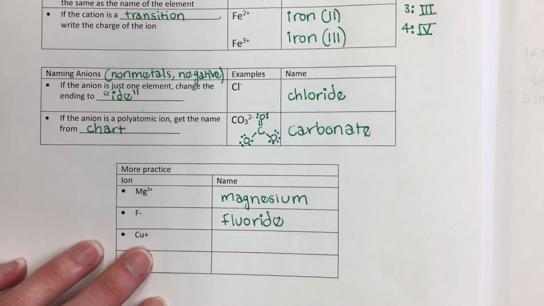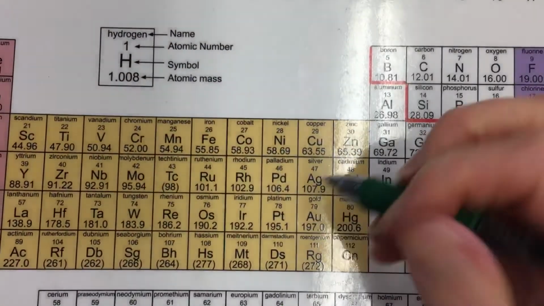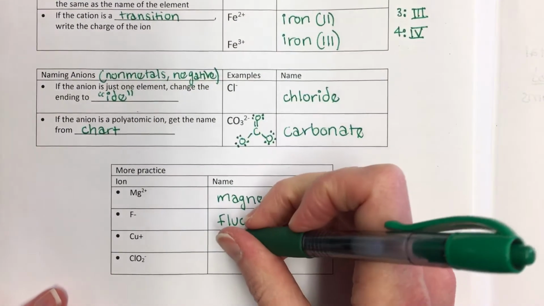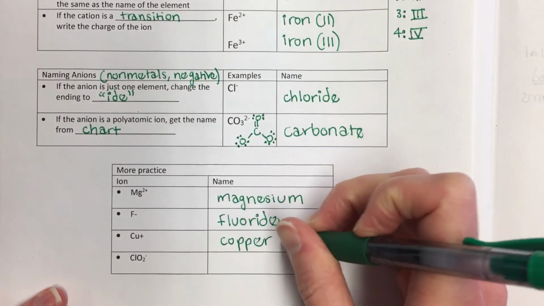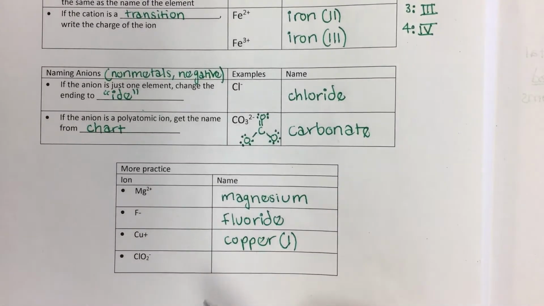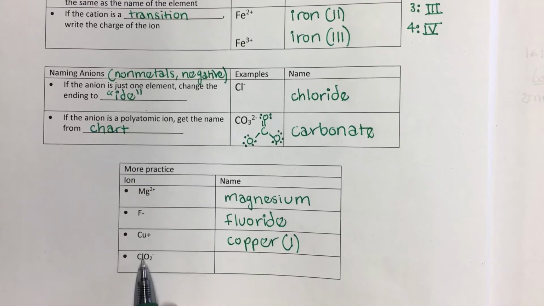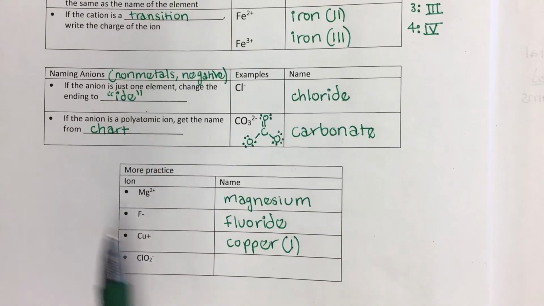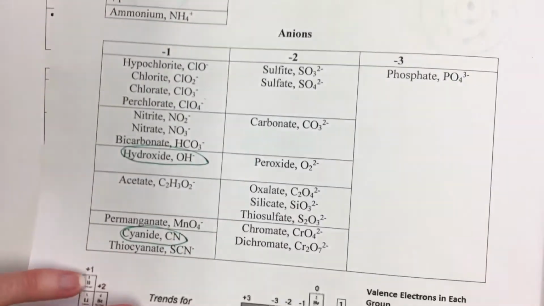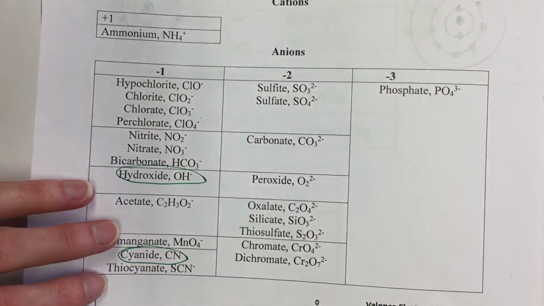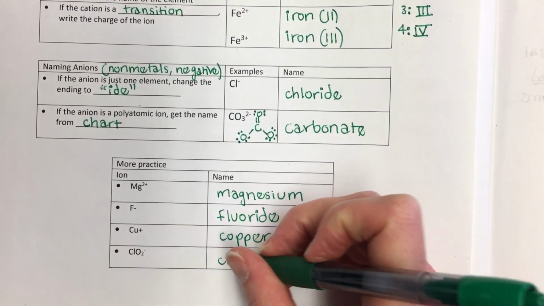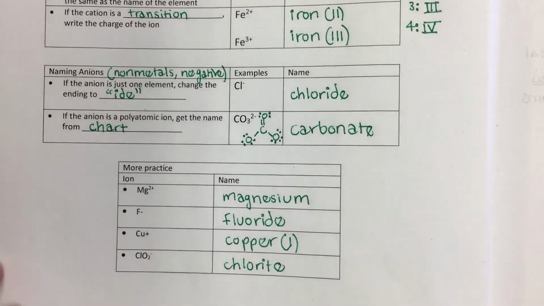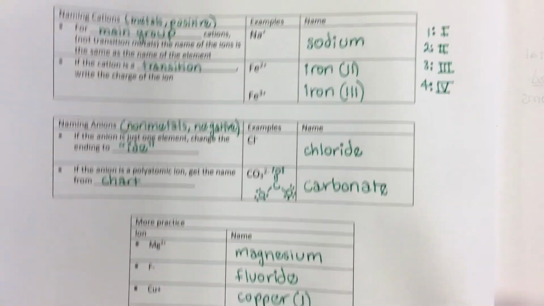Okay, Cu plus, that's a cation. Let's see if it's main group or transition metal. Oh, look, it's a transition metal and it's copper. So we're going to need to put the charge in Roman numerals. So it's going to be copper 1, because its charge is +1. Lastly, this is chlorine and oxygen. Oh, so that's more than one element. So if it's polyatomic, if it's more than one element, I need to look its name up on this chart. Oh, and here it is, it's chlorite. So ClO2 minus. Name is chlorite. And again, I just had to look that up. All right, so that was probably a lot of information, but that is how we name cations and anions.